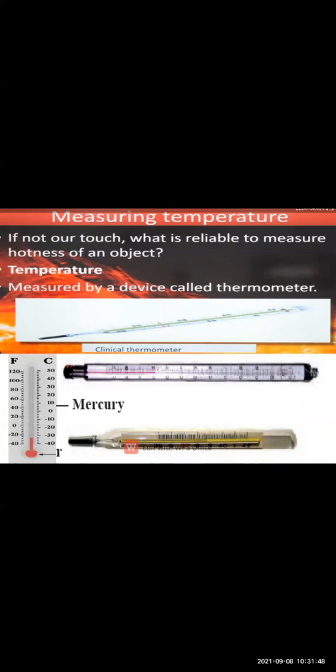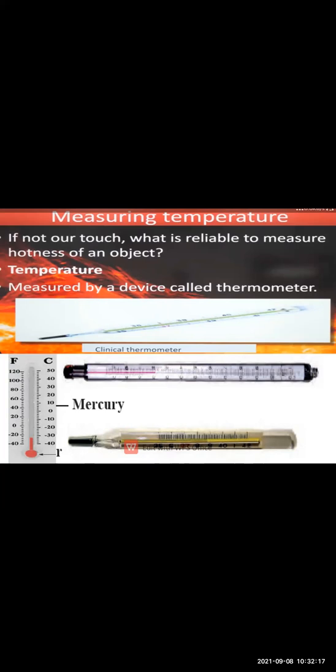But in previous days there was no thermometer, so how did people used to measure the temperature? They used to touch the person and feel with the help of the skin whether the person is having fever or not. But this was not the right method to measure the temperature of the body. So this hotness is not the correct measurement of heat.